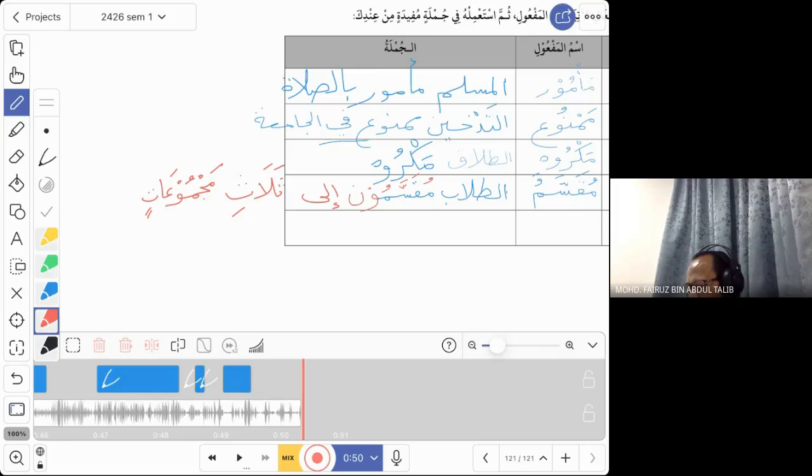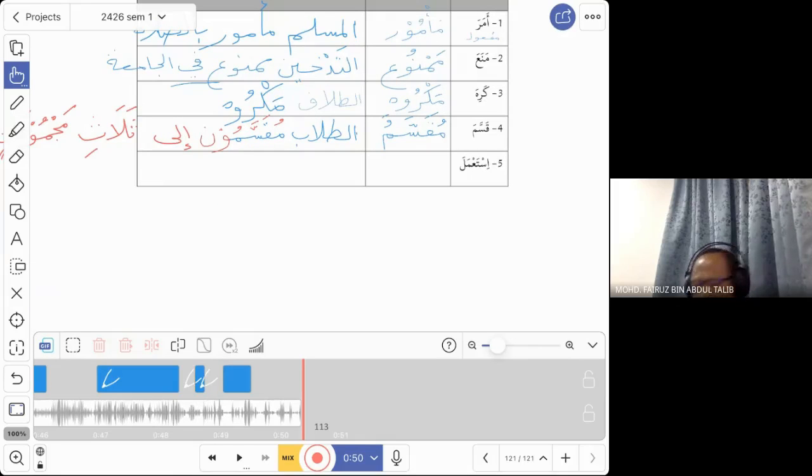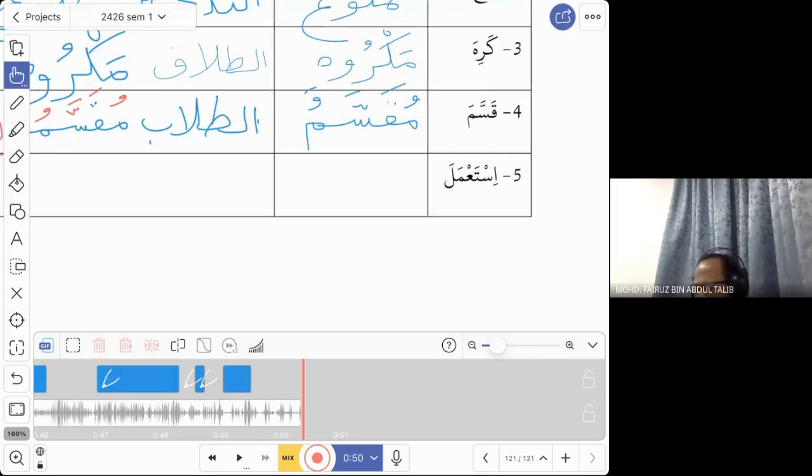Okay, so remember, if you use a jama' word, then the word needs to be changed to jama' as well. And the last word, ista'mala, use. This is a 6-letter word. So the second method as well. Find the mudari', change the ya to mim.